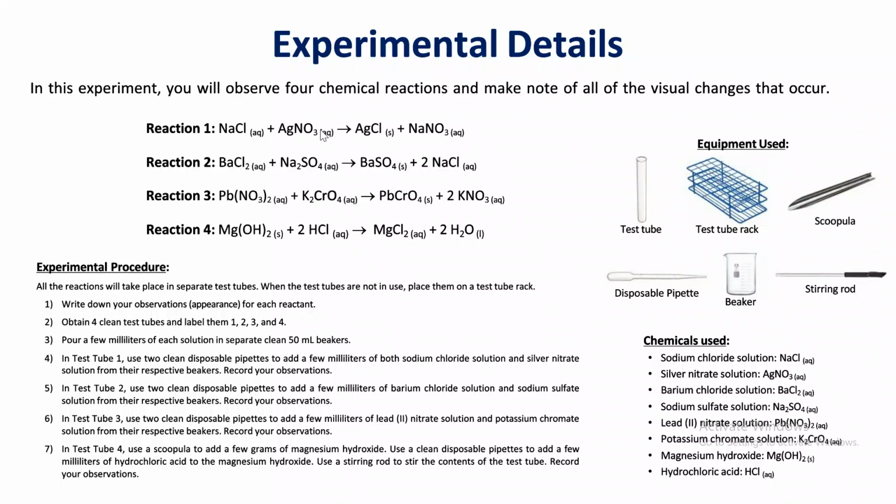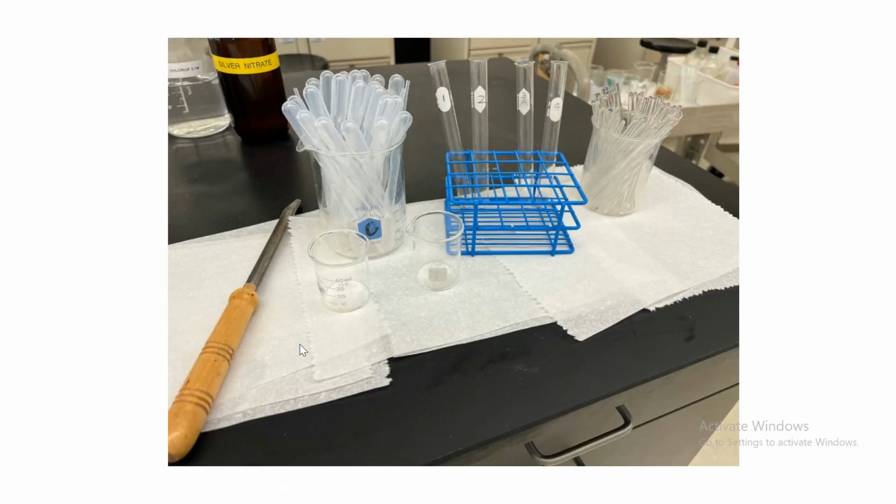In test tube 2, we're going to add barium chloride with sodium sulfate. For test tube 3, we're going to add lead 2 nitrate with potassium chromate. And for the fourth reaction, we're going to be adding magnesium hydroxide, a few grams of it. So it's actually a solid, and we're going to add it to hydrochloric acid, and we're going to note what is going to happen. So let's start.